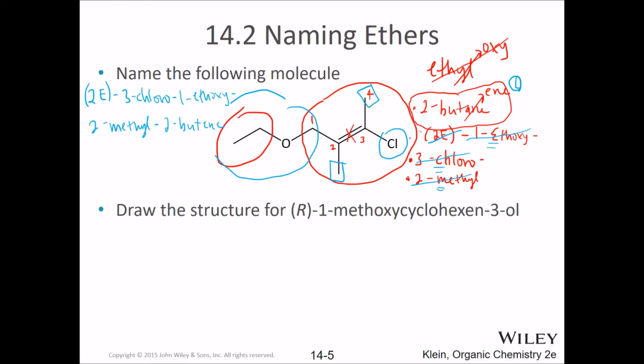Step 2 was identify all the substituents, which we did. Then identify the locants. There's a locant, locant, and locant, and a locant. And then paste everything together alphabetically. Not so bad. All right, now draw the structure for R1 methoxy.